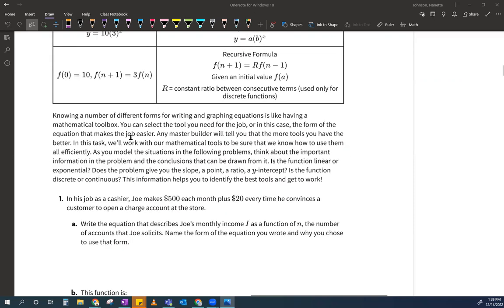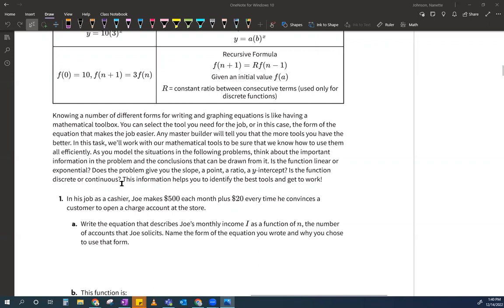Knowing a number of different forms for writing and graphing equations is like having a mathematical toolbox. You can select the tool you need for the job, or in this case, the form of the equation that makes the job easier. Any master builder will tell you that the more tools you have, the better. In this task, we'll work with our mathematical tools to be sure that we know how to use them all efficiently. As you model the situations in the following problems, think about the important information in the problem and the conclusions that could be drawn from it.